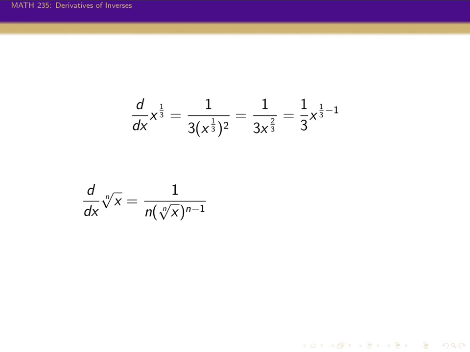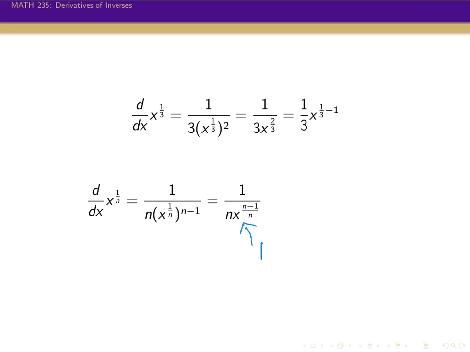Same thing with nth roots. So nth roots, it's a little bit hairier, but not too bad. It's 1 over n times the nth root of x to the n minus 1. And so the nth root of x is really x to the 1 over n. So we plug that in. And then when we distribute the power n minus 1 to the inside, really we have 1 over n times x to the n minus 1 over n. And then n minus 1 over n, same as before.